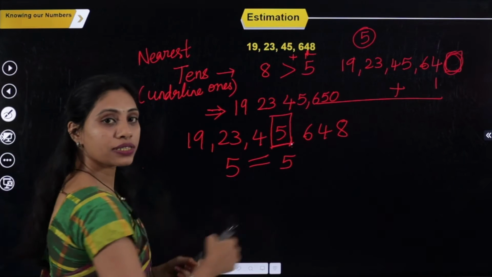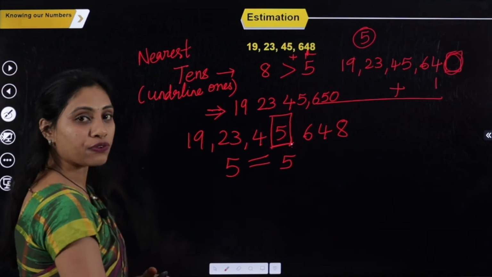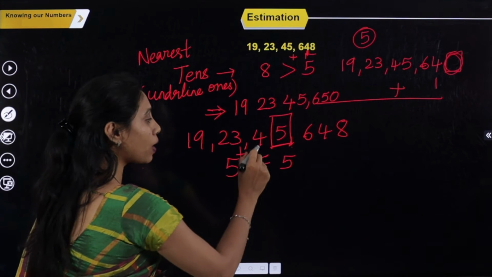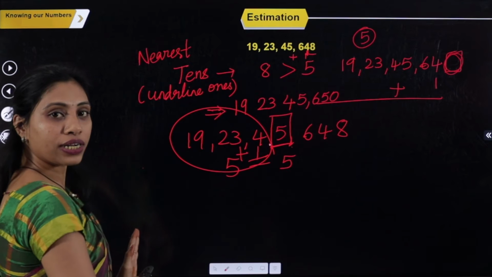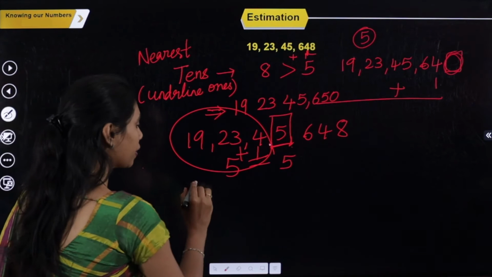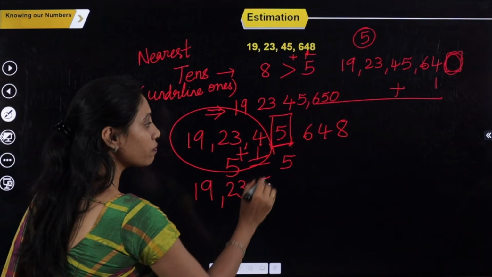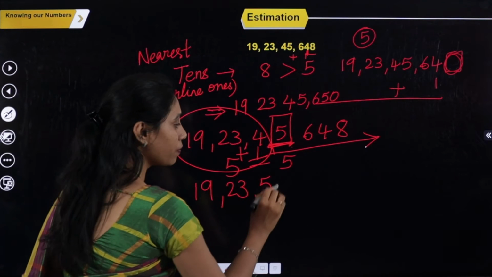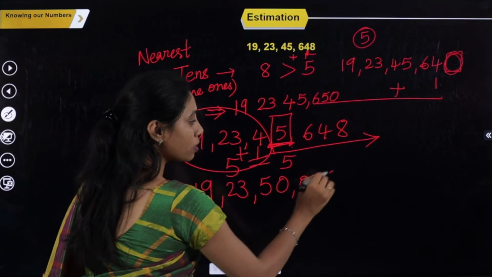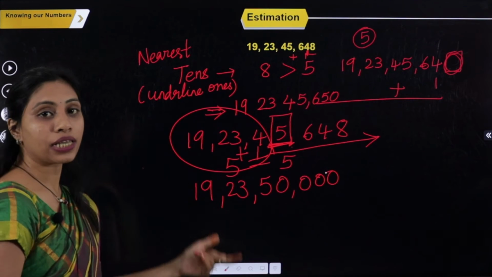If 5 is equal to 5 or if the underlined digit is greater than 5, we always add 1 to the leftover digit, that is, towards the left side of the underlined digit. So here we will get 1923, 4 plus 1 is 5, and including the underlined digit towards its right, we will write zeros. So this is the number when we change the given number to its nearest 10,000.